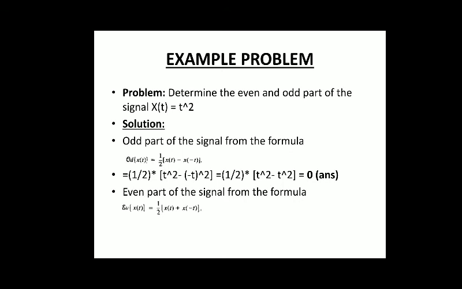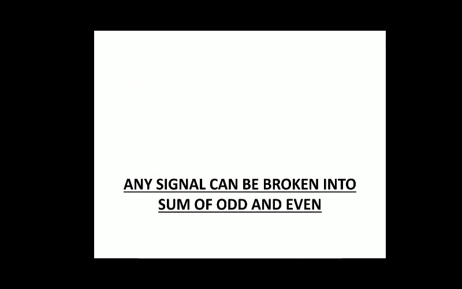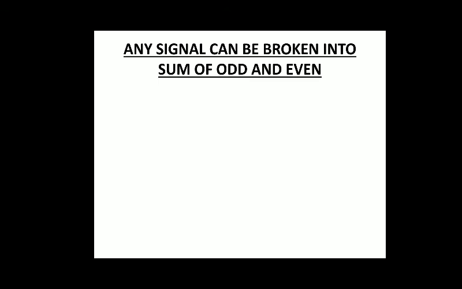So the odd part of the signal x of t equal to t square is 0, and for the even part of the signal, again the formula is half of x of t, but in this case plus, not minus. Everything remains the same, just minus becomes plus, and we get t square as the answer. So for the function x of t equal to t square, t square is its even part and 0 is its odd part. In this way, any signal can be broken into a sum of odd and even parts.